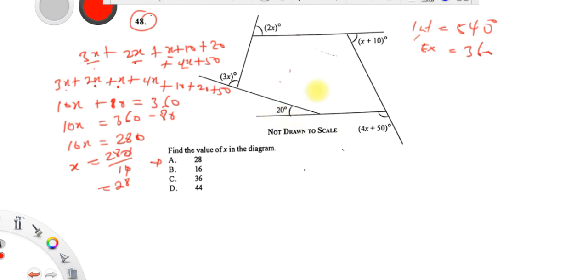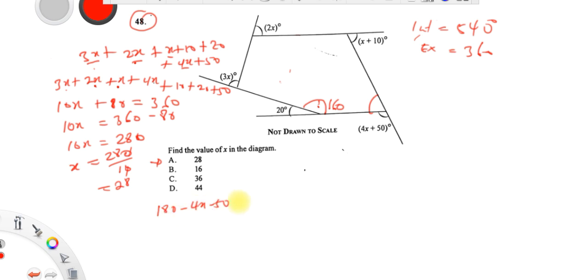So always, the sum of the exterior angle and the interior angle of a polygon is 180 degrees. So this is 180 minus 20, which means this angle here is 160. And this angle here is 180 minus 4s minus 50.